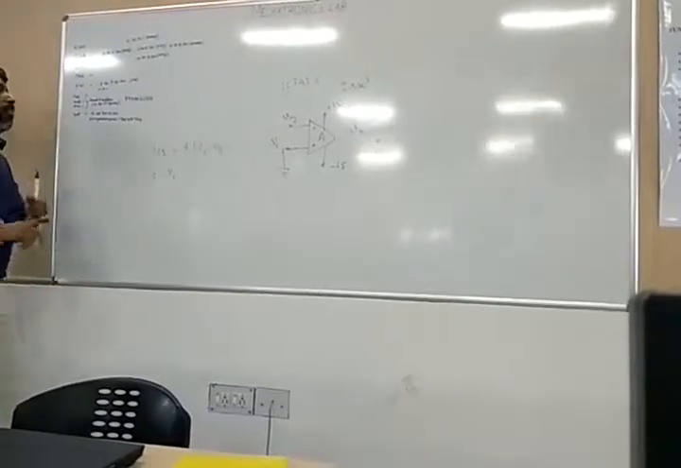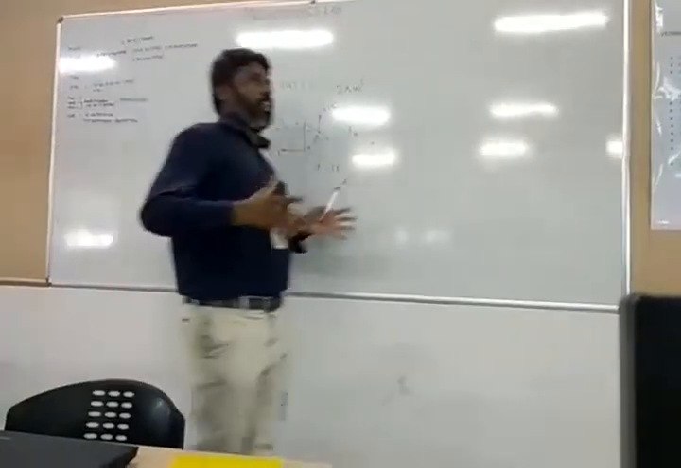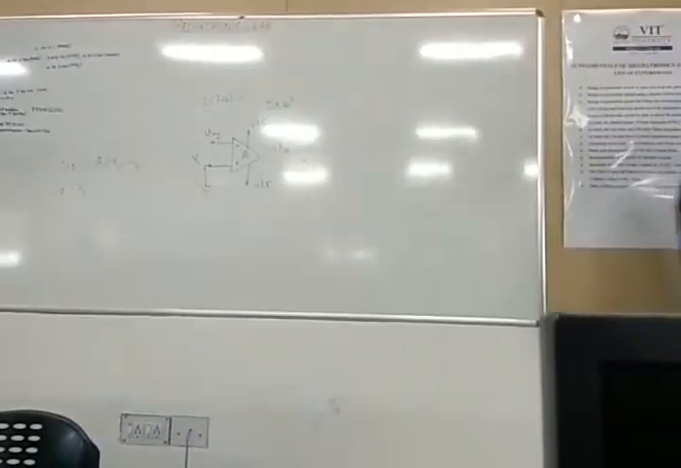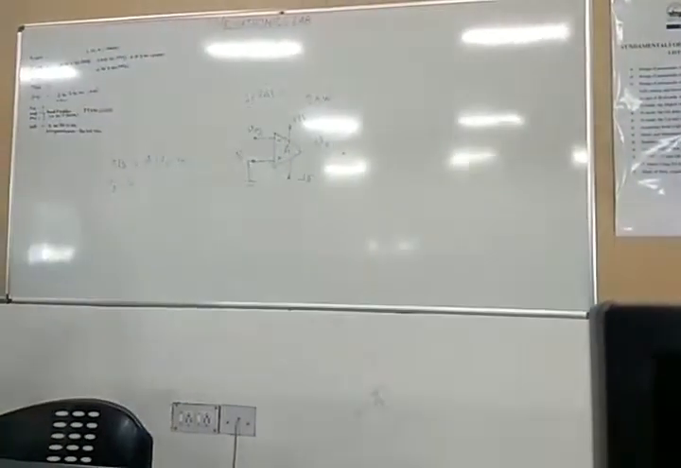Now I'll summarize. There are two golden rules. One is the virtual ground. The other is that the current entering into the op-amp terminals is 0, the two currents IB minus and IB plus. Is this clear?